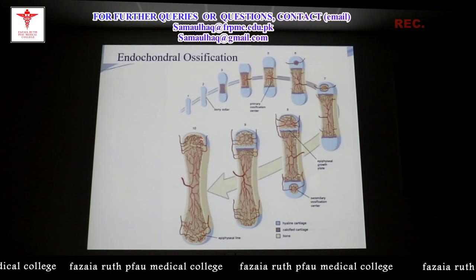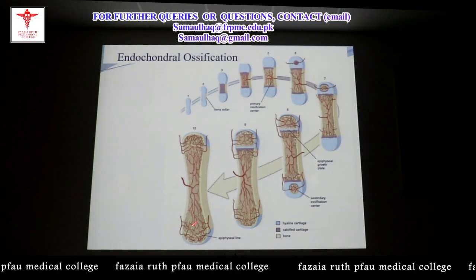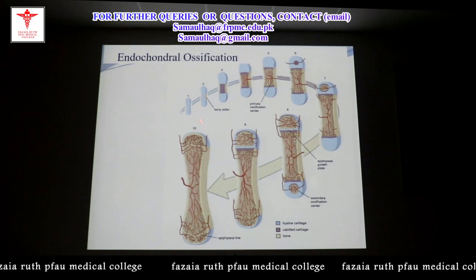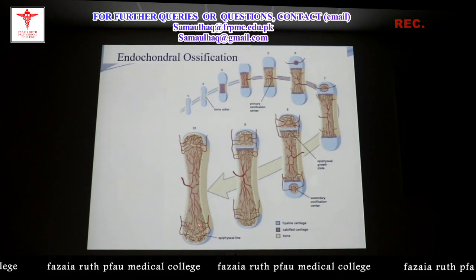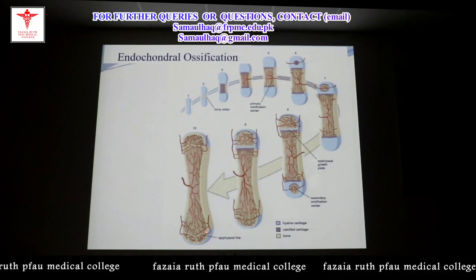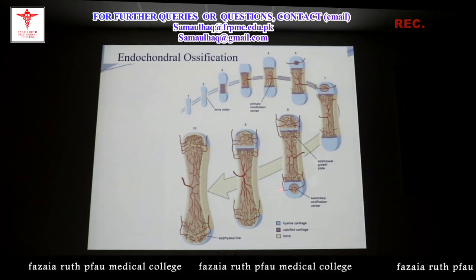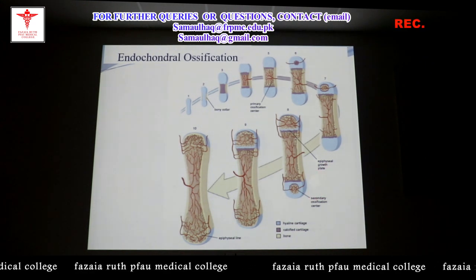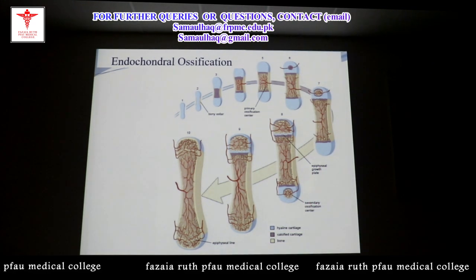Further, when the bone is developed, no further height will be increased because the bone is completely formed. Now there is no epiphyseal plate over here, only the line, which is the remnant of the epiphyseal growth plate. So we have been discussing endochondral ossification.